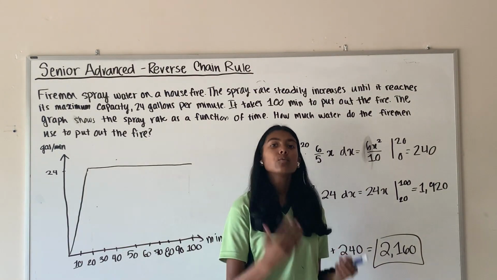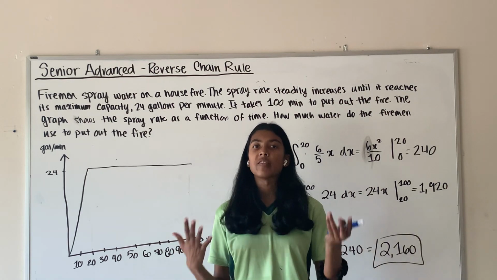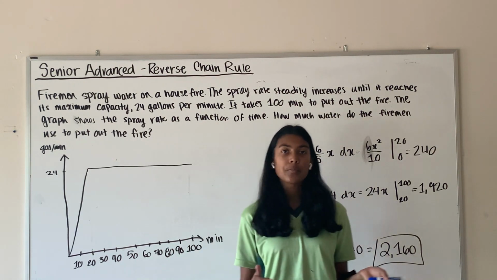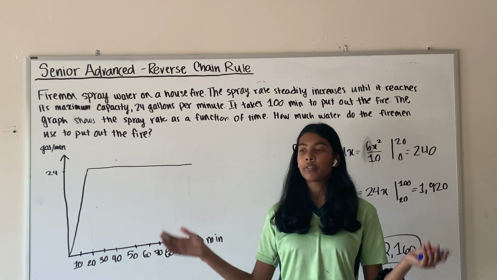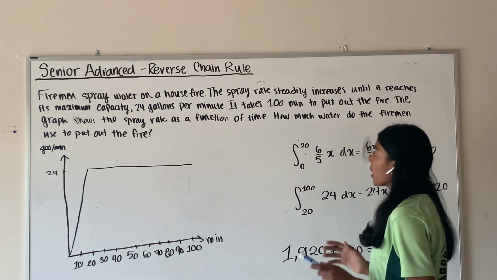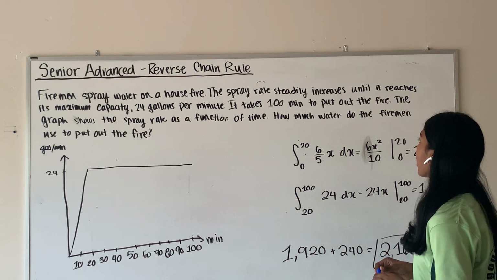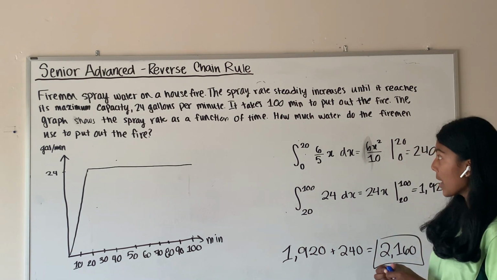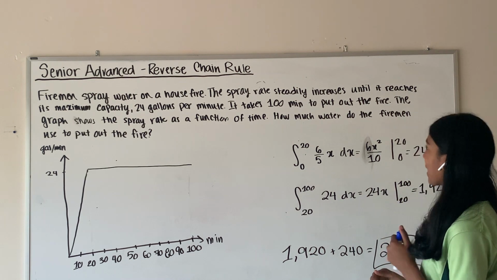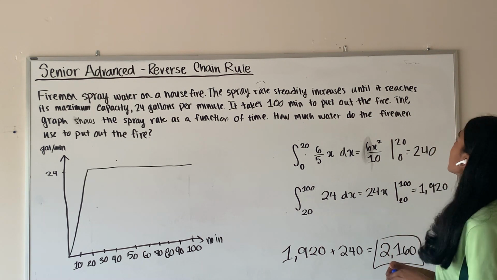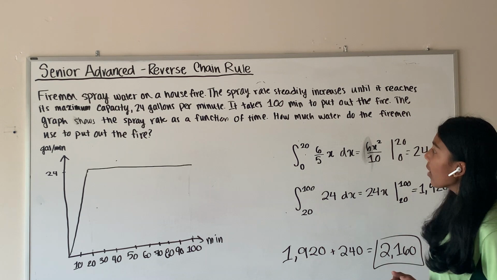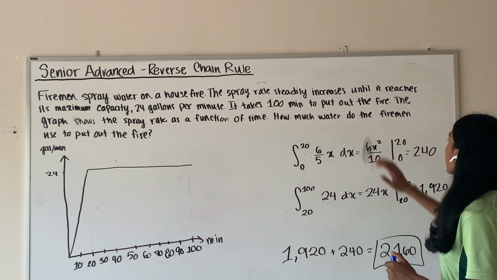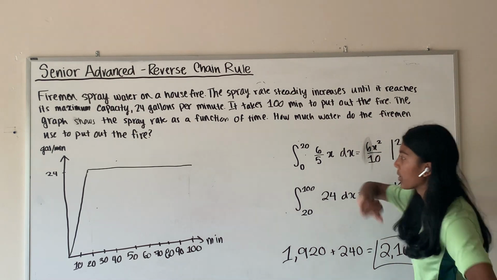So we've done real life examples of derivatives, but what about integrals? Well, we actually do have real life examples, and one such real life example is the following. Firemen spray water on a house fire. The spray rate steadily increases until it reaches its maximum capacity, 24 gallons per minute. It takes 100 minutes to put out the fire. The graph shows the spray rate as a function of time. How much water do the firemen use to put out the fire?